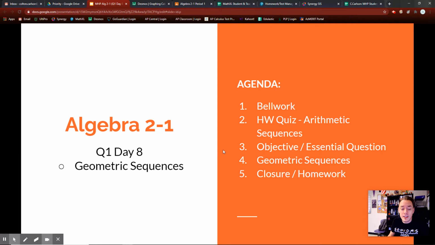This is another lesson in our sequences week. So this is geometric sequences. We're going to go through the bell work that's going to correspond to the homework quiz for arithmetic sequences, that's what we did yesterday. We're going to go through the objective, the essential question, see what geometric sequences are all about. We're going to go through a couple of examples. How do they work? How can I work them? What's the difference between arithmetic and geometric sequence? And then, of course, we're going to go through the summary and the homework. So let's get started.